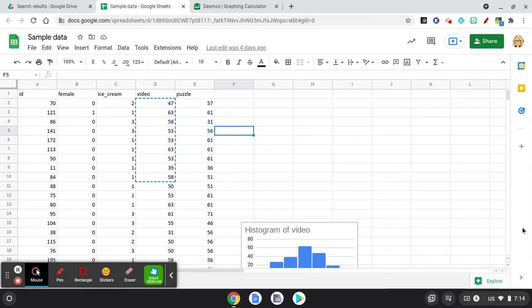Hi there. So what I'm going to show you is how we're going to decide if there's a statistically significant difference between two sets of data. I'm going to use my example sample data, and that was some study done between video ability and puzzle ability. I don't remember exactly.